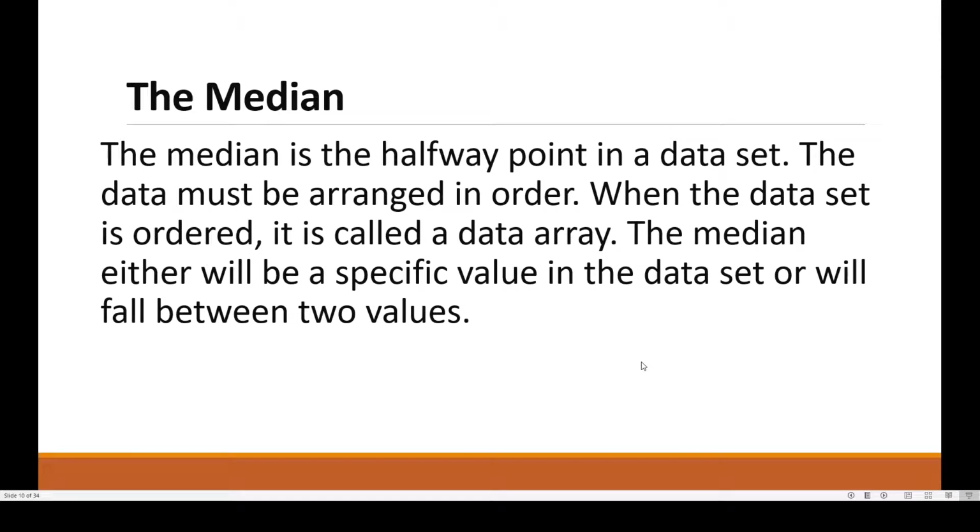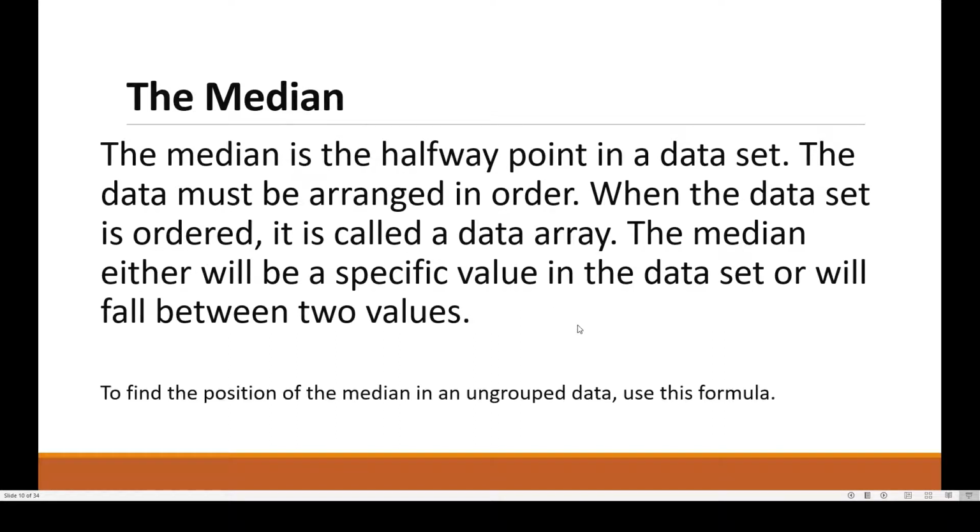The median is the halfway point in a data set. The data must be arranged in order, so take note with this one. In order for us to compute the median, we have to arrange the data in order. The data set in order is called a data array. The median either will be a specific value in the data set or will fall between two values.